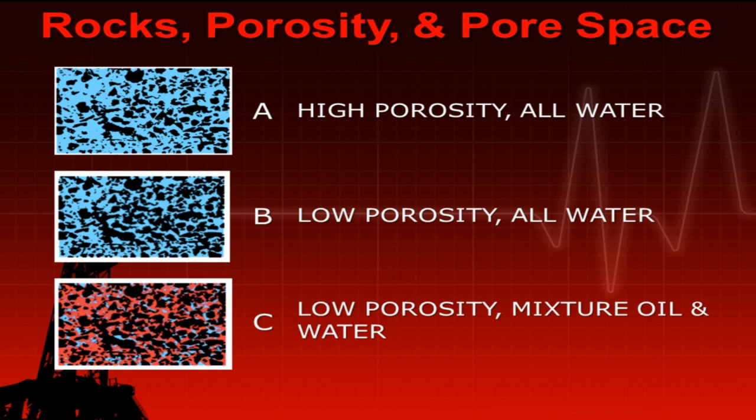The next rock has more black spots in it, so that's more rock matrix, and it's still 100% water, but it's a lower porosity. And then rock C is the same as rock B, except we've displaced some of the water with some oil. That's the kind of rock that we're all looking for, right?